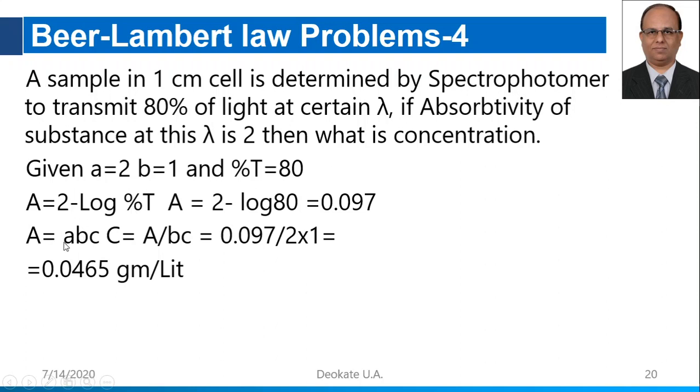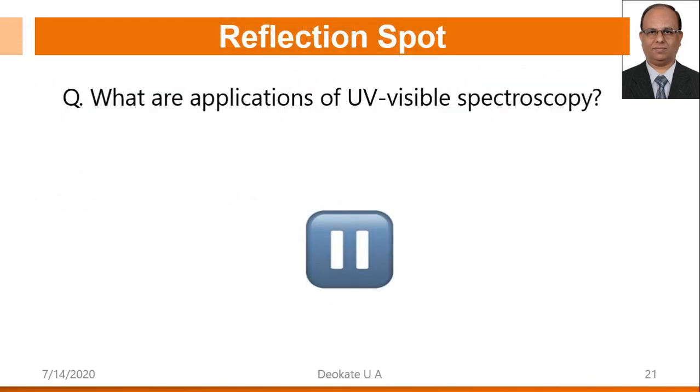Now we are using the absorptivity value here, small a. Small a is the given absorptivity. Now recall what I am saying: the concentration unit in case of absorptivity will be grams per liter. So your answer should be in grams per liter. Understood? So these are the four problems we are studying.